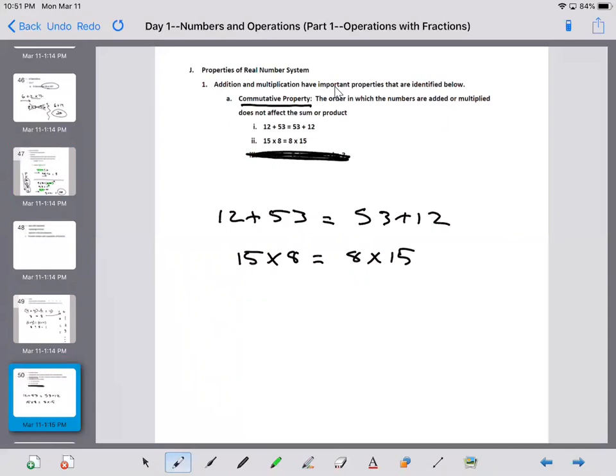And so this shows that I can turn around the facts and turn around the add-ins and I still get the same answer.